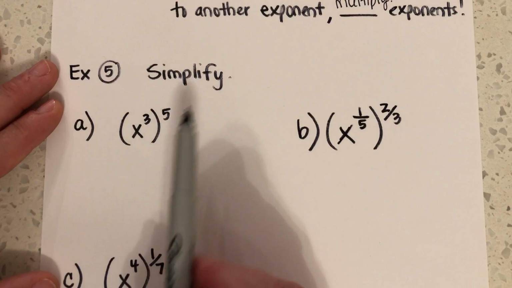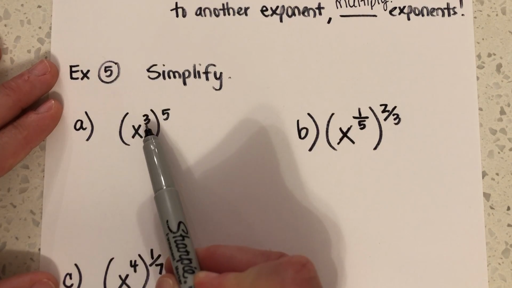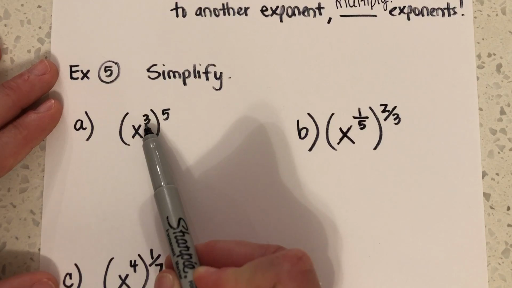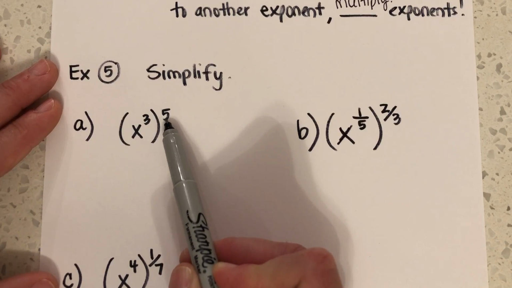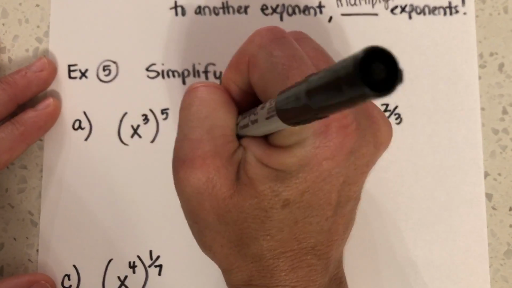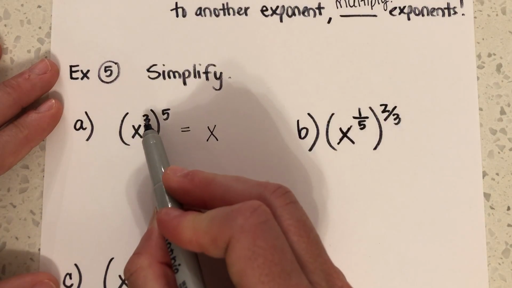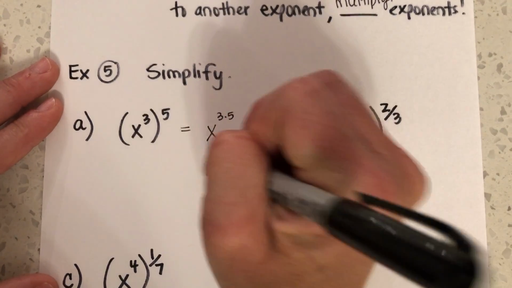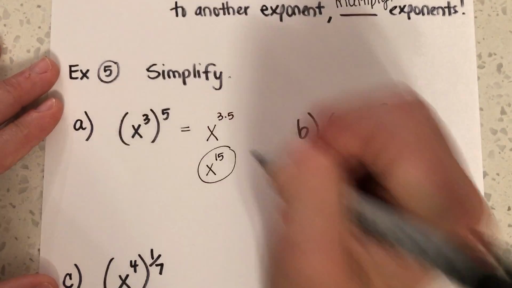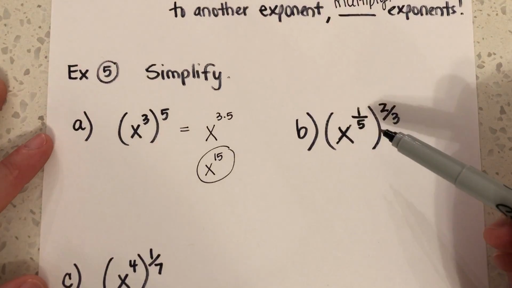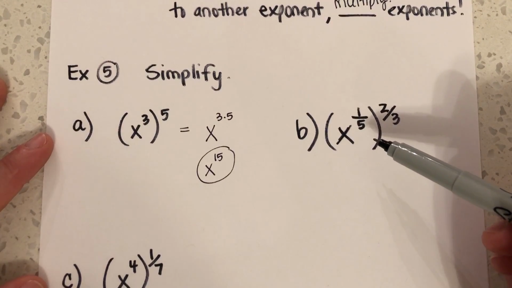All right, let's say we have to simplify this statement. X to the third raised to another power of 5, right? When one exponent is raised to another exponent, what do we do? We multiply. Keep your base the same, x, multiply your exponents, 3 times 5, and your answer is x to the 15th. Okay, so this is not that bad. And even when it becomes fractions, multiplying fractions is the easiest operation we do.